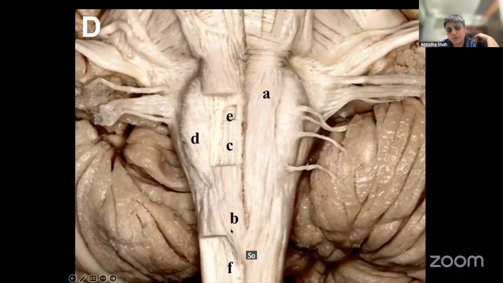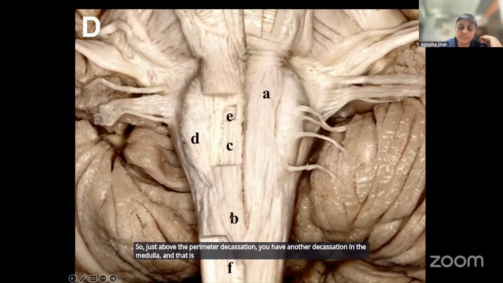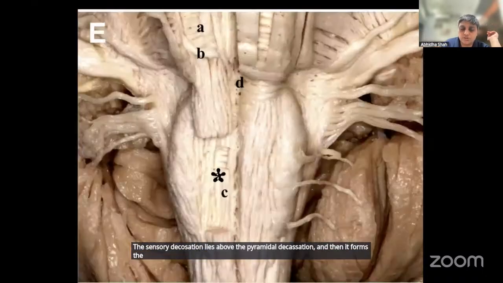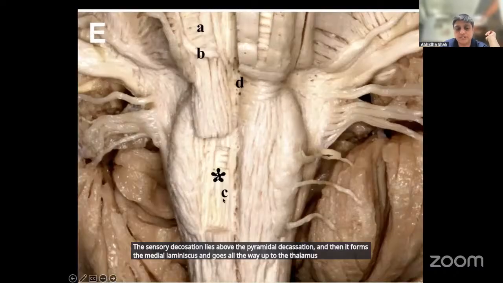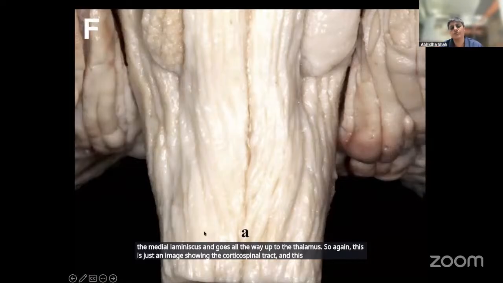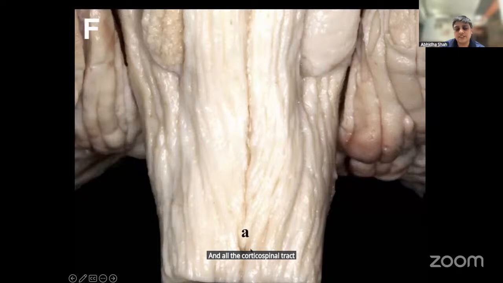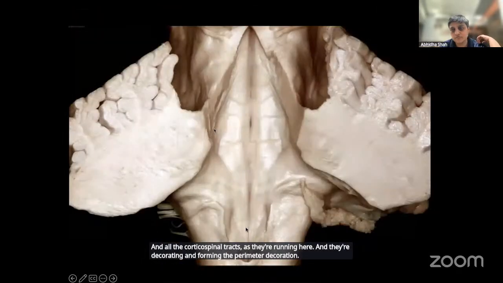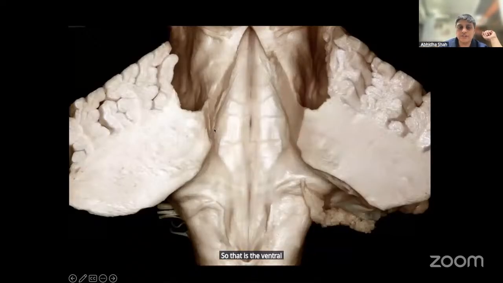So just above the pyramidal decussation, you have another decussation in the medulla, and that is the decussation of the medial lemniscus or the sensory decussation. The sensory decussation lies above the pyramidal decussation, and then it forms the medial lemniscus and goes all the way up to the thalamus. So again, this is just an image showing the corticospinal tract, and this is a close-up view of the decussation and all the corticospinal tracts as they're running here, and they're decussating and forming the pyramidal decussation. So that is the ventral aspect of the medulla.